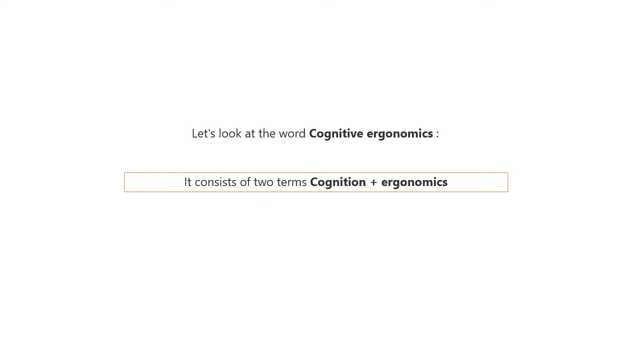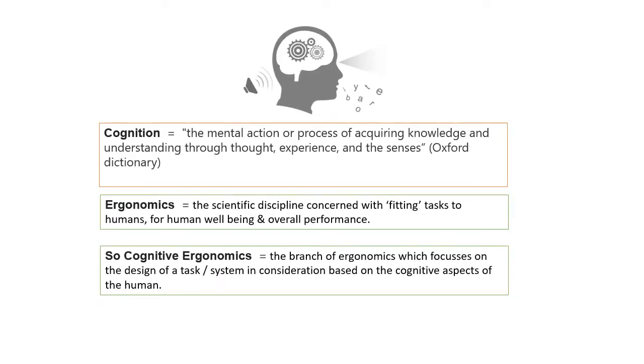So before we jump on to the section of memory, let's have a quick recap of what we had covered in the previous classes. We got introduced to the term cognitive ergonomics, which consists of two terms, cognition and ergonomics. And we saw that cognitive ergonomics is basically the branch of ergonomics which focuses on the design of a task or a system in consideration based on the cognitive limitations and abilities of a person.